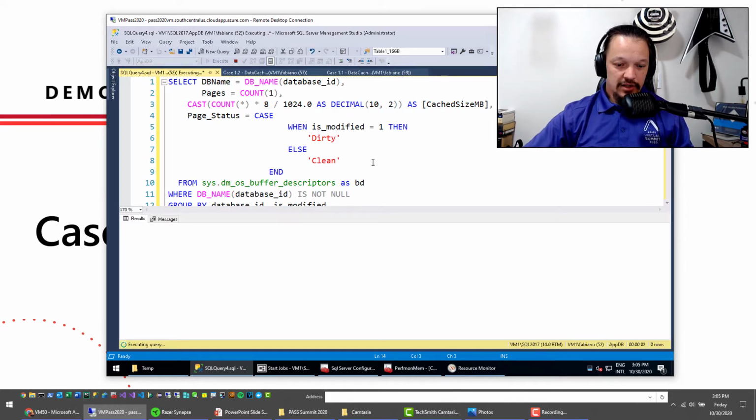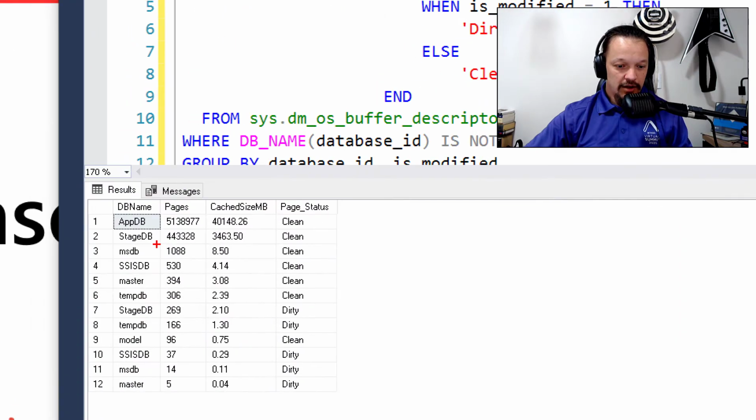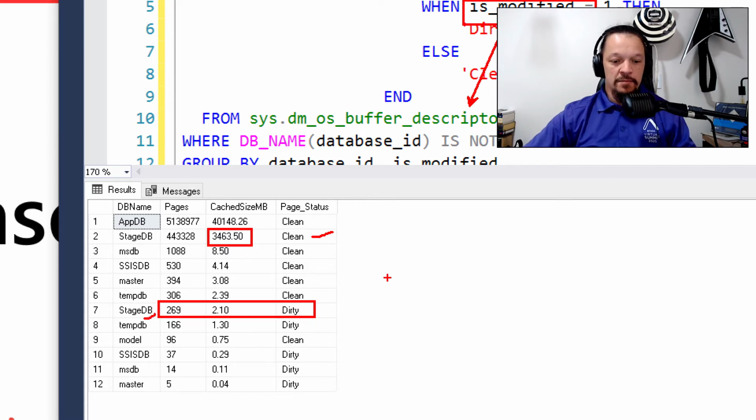Buffer descriptors, let's see. Most of the pages for the StageDB database should be clean. Yeah, they are. I already have about 3 gig, and most of them are clean. There's a column in the buffer descriptors called is_modified. As you can see, most of them are clean. We do have a few dirty pages for the StageDB, but just a few.